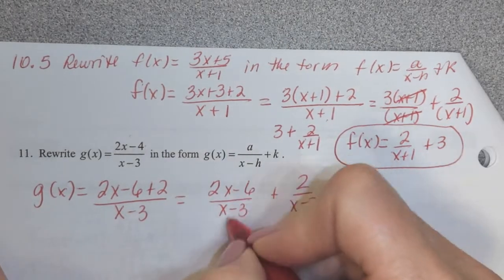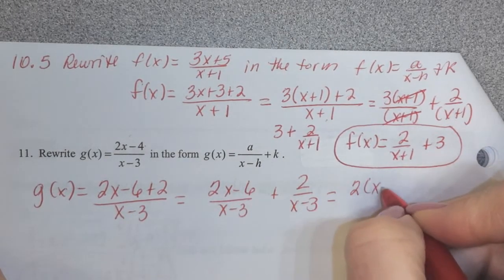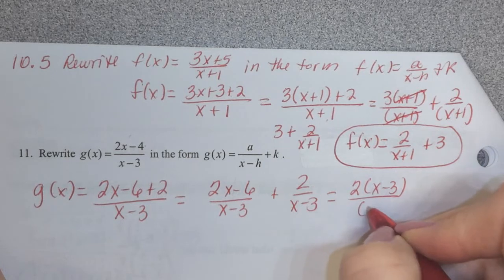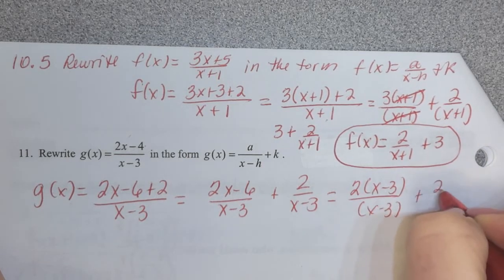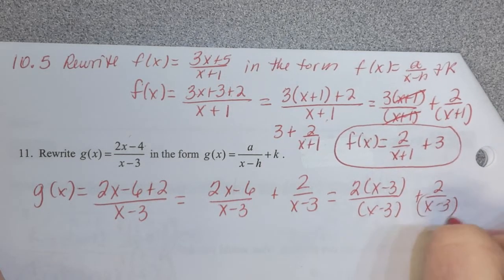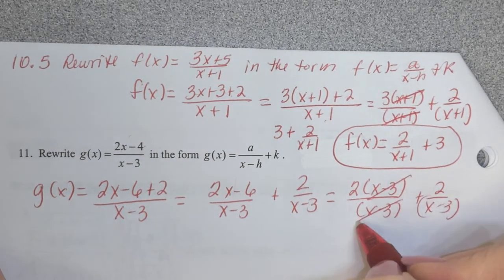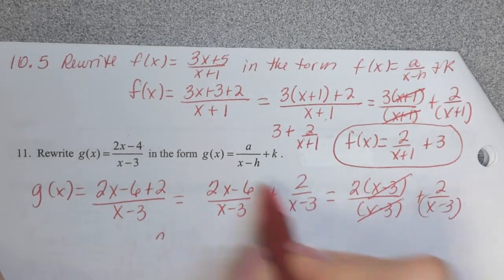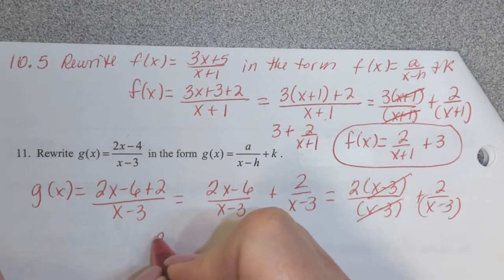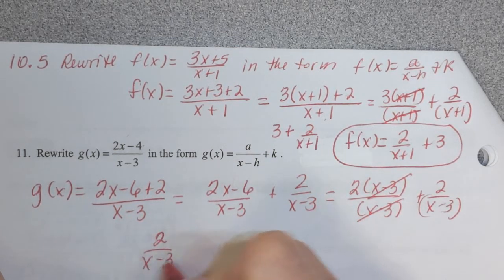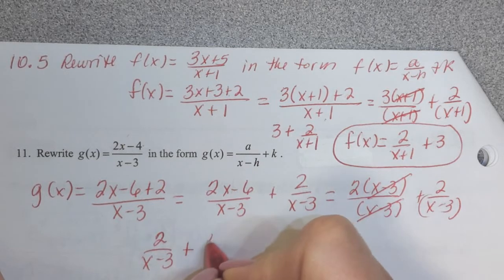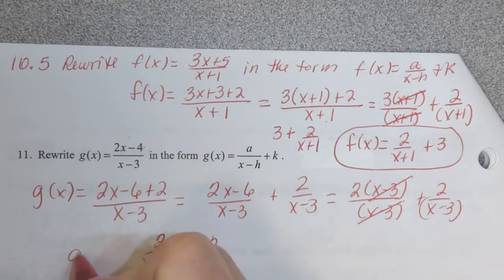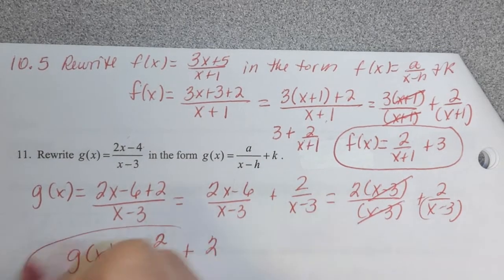So that's going to become, right here, I'm going to factor out the 2, and I've got x minus 3 over x minus 3 plus 2 over x minus 3. So now these would cancel, so my answer is going to be, they want it in this kind of form, so I'm going to have 2 plus 2 over x minus 3, and that's equivalent to the original function.